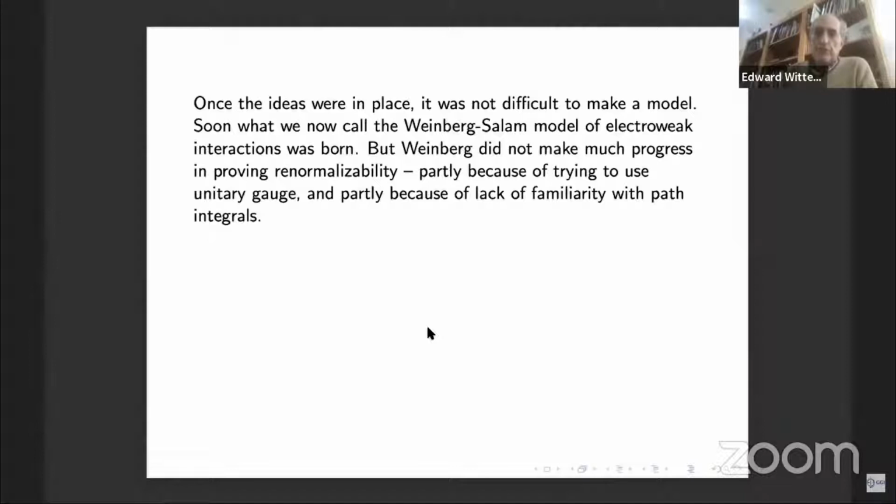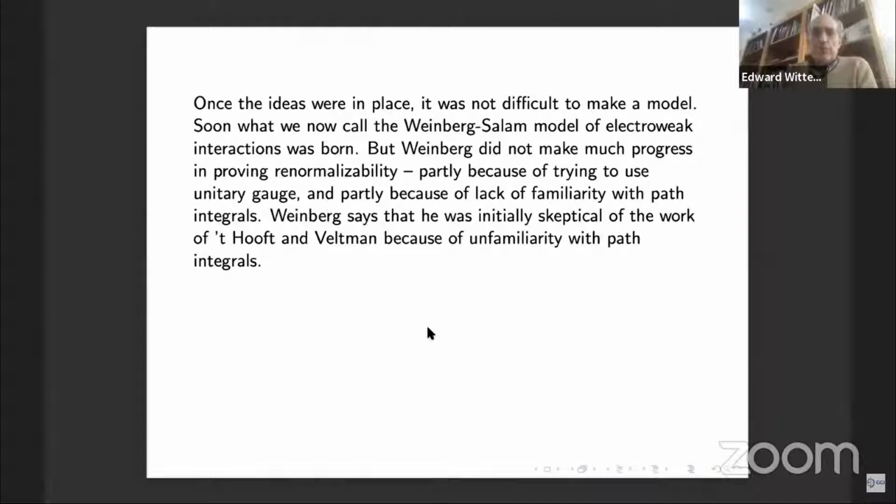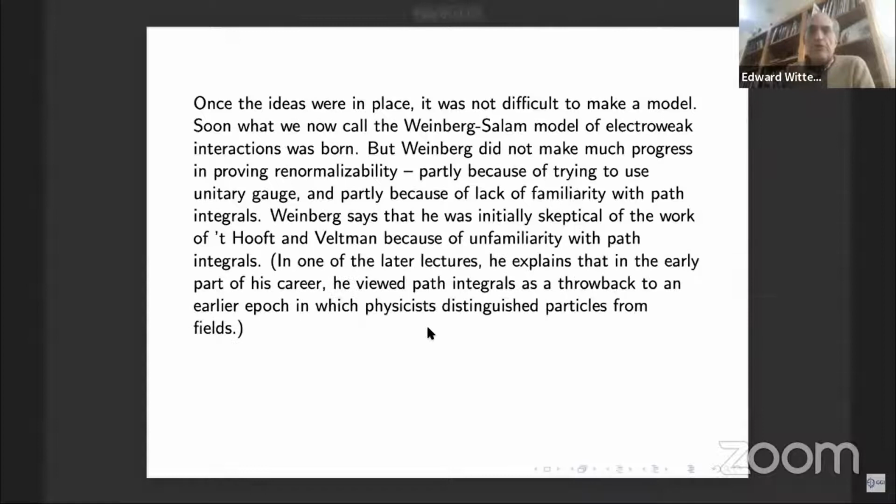Weinberg says he was initially skeptical of the work of 't Hooft and Veltman because of unfamiliarity with path integrals. In fact, in one of the later lectures, he explains that in this period of his career, he viewed path integrals as a throwback to an earlier epoch in which physicists distinguished particles from fields. Whereas in today's view, but also in Weinberg's view at this time, the correct picture is that everything is fields, and particles arise from quantization of fields. And path integrals, for example, in the Feynman and Hibbs book, he points out, are expressed in particle language, not field language. And so Weinberg was initially skeptical because of not being familiar with path integrals applied to field theories in particular.